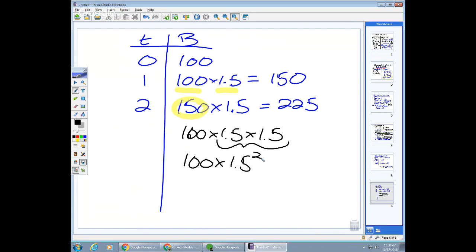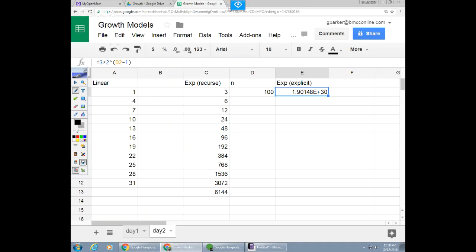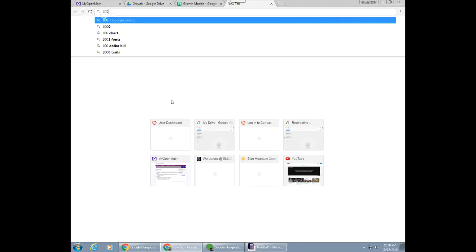Okay, so it does work. That means in the third hour, I should have 100 times 1.5 to the third power. Every calculator does powers differently, so you've got to get used to your calculator. Often I use Google as my calculator. Sometimes it's Google Sheets. Sometimes I just go to my browser and type 100 times 1.5.